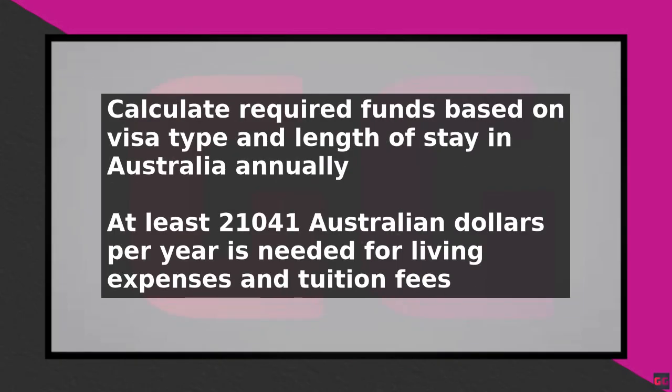Next, you will need to decide how you will show your funds. There are several options, including providing a bank statement, showing proof of a scholarship or sponsorship, or demonstrating that you have a certain amount of money in a designated account.